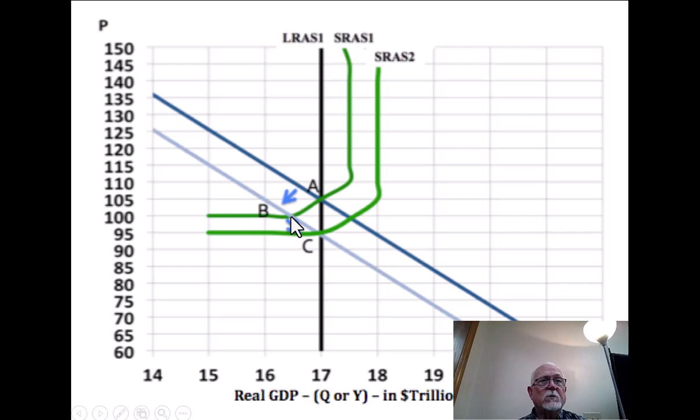But wholesale costs will start to fall as well. When that happens, the short run average supply curve will shift to the right, and lo and behold, we might get back to full employment, but at a lower price level.